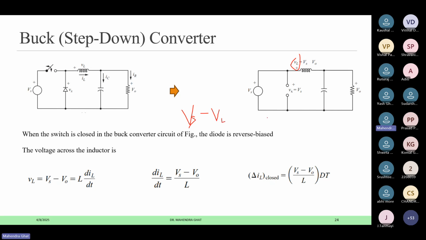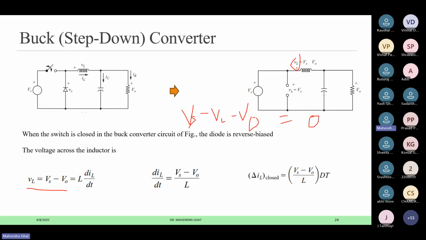Okay, minus VO equals 0. So I have just applied Kirchhoff's voltage law for the whole circuit like this: Vs, VL and VO. If I simplify it, I can say VL is equal to Vs minus VO, right? I have just taken the VL on this side, and you will get Vs minus VO. So VL is equal to Vs minus VO.